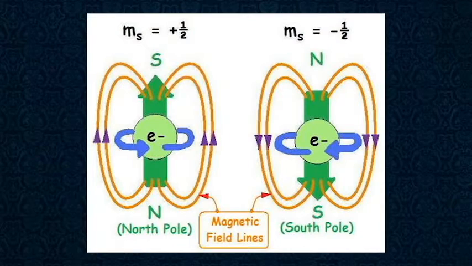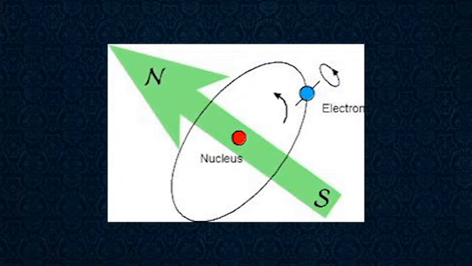The electron's rotation about its own axis, as well as the electron's orbiting behavior about the nucleus, each produce their own magnetic fields shown here, which, in turn, interact with each other, altering the electron's energy.